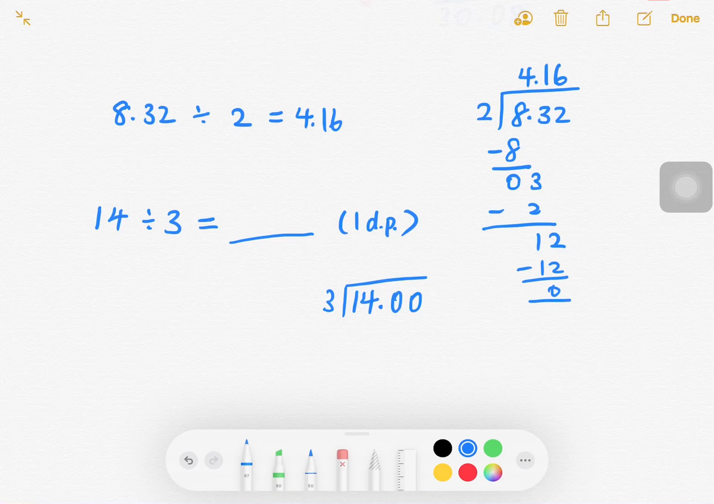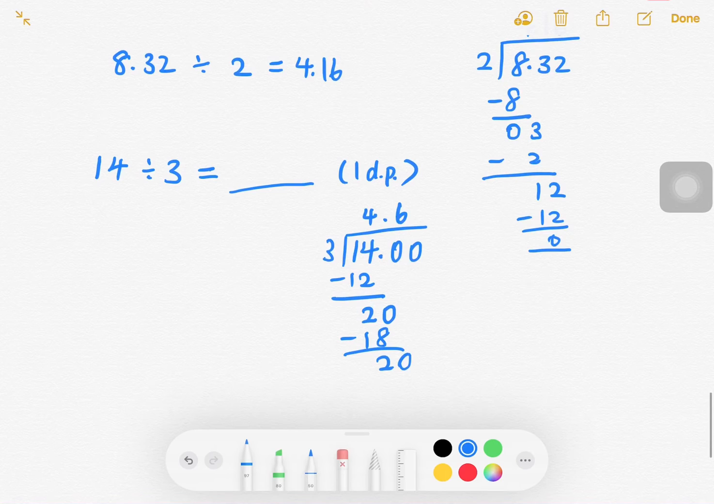So 14 divided by 3, I have 4, I minus 12, I get 20, and after that I have 6, minus 18, I get 20 also. So I have another 6, I minus 18, I get 2, and I stop here. Don't need to continue anymore. So I round this off to one decimal place is 4.7.